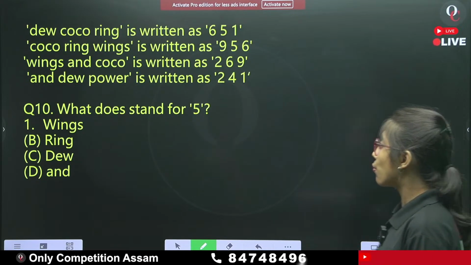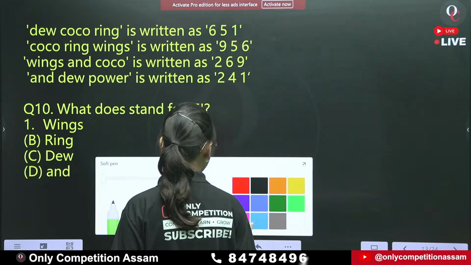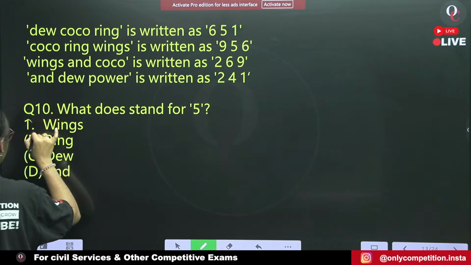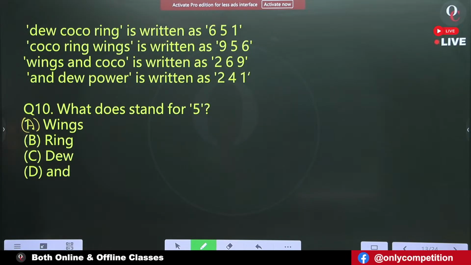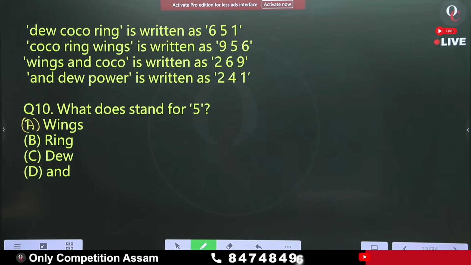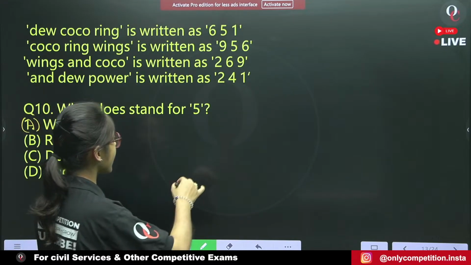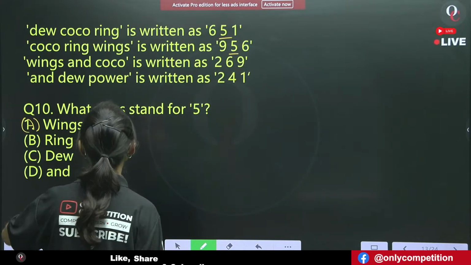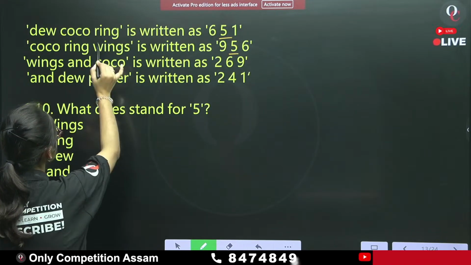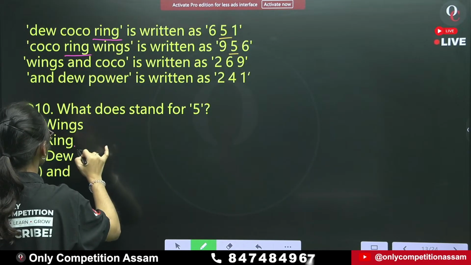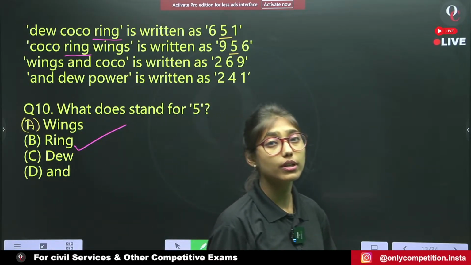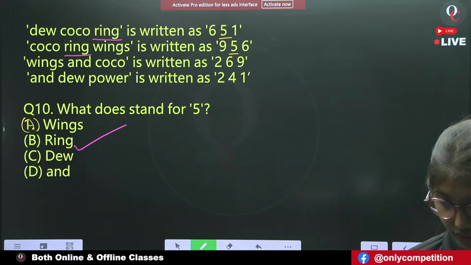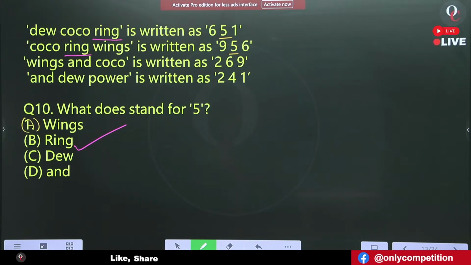Next. What does stand for 5? That means 5 number is coded for which word? Search for the number 5. It is in first sentence and second sentence, isn't it? So, the common word which is also in the first sentence and second sentence is what? Ring. R-I-N-G. Ring. Option number B. Yes. Okay.